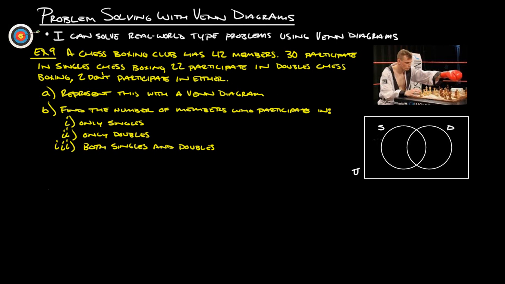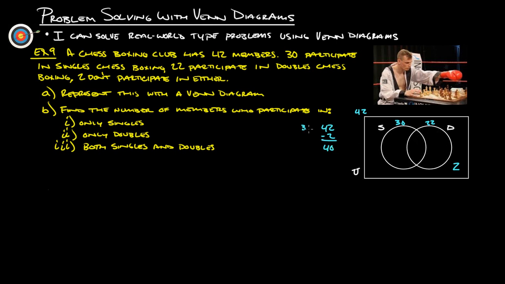First thing we want to do is fill out our Venn diagram with all of our numbers, and that will make these two parts really pretty straightforward. So first thing I'm going to start with here is there's 2 that don't participate in either. We know that there's 42 total, but there's 2 that are outside of that. So there's 40 are going to be in these 3 regions here.